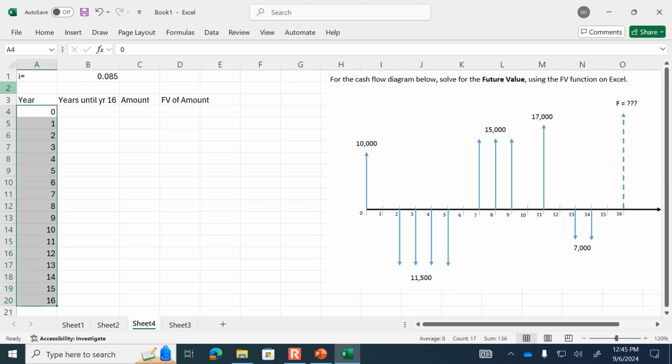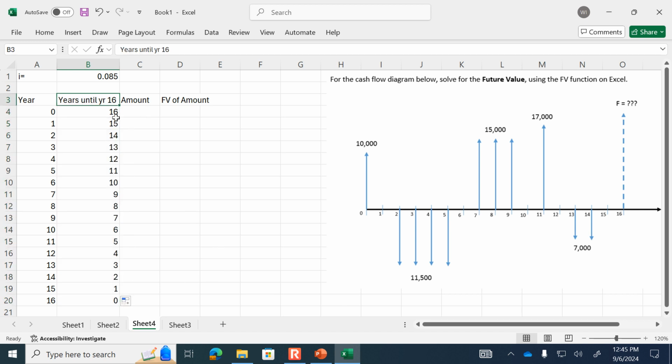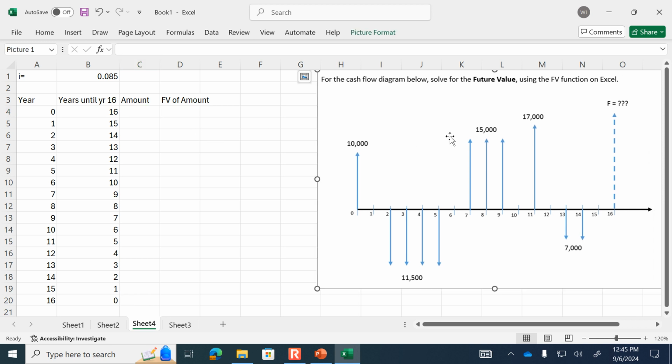Okay, so the year is going to start 0 through 16. Years until year 16, I can either type it and have it detect the pattern and it'll fill in the rest, like that. Or I could have the equation equals 16 minus whichever year we're in. So there's a couple of ways to have this reverse time column.